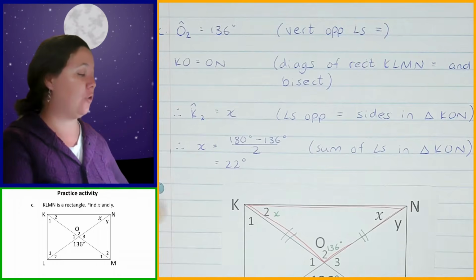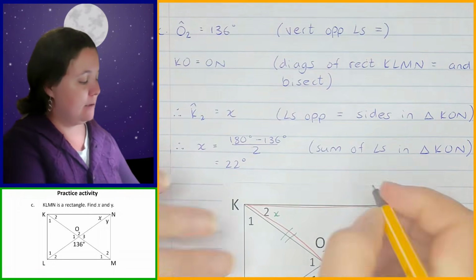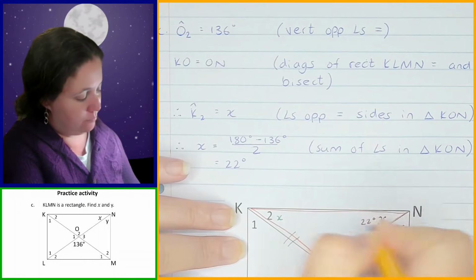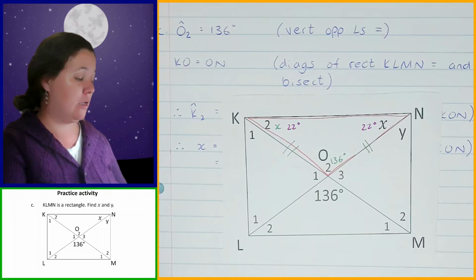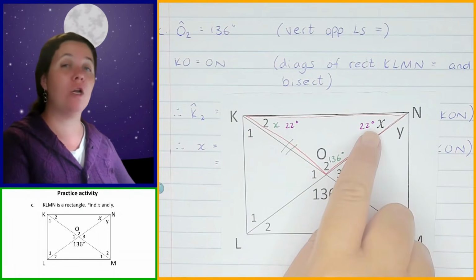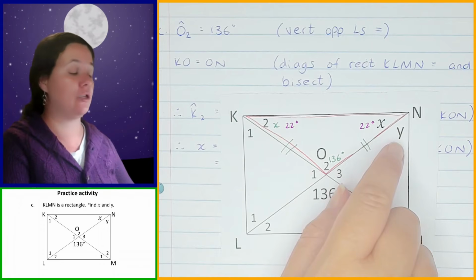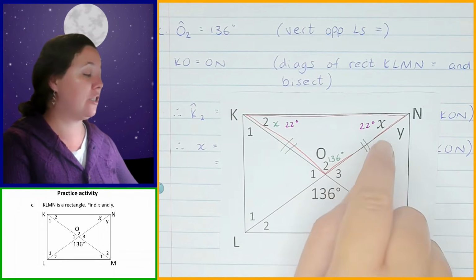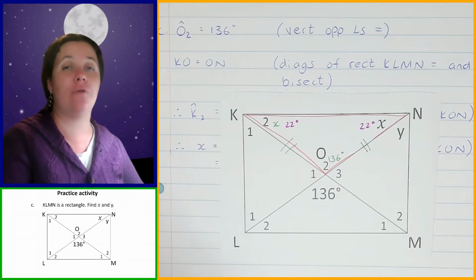Okay, so now I know that x is 22 degrees. Okay, now I am halfway there. I've done one of the variables. Now the other variable I need to work out is the size of y. Now to work out the size of y, I'm again going to be using the properties of a rectangle.